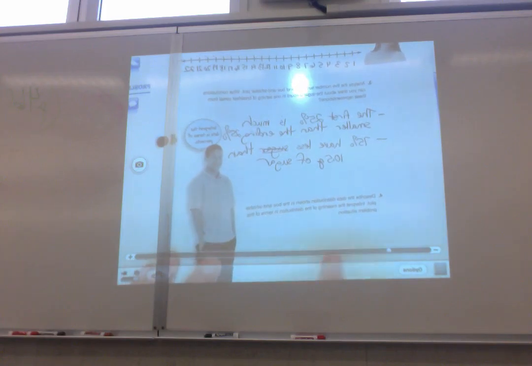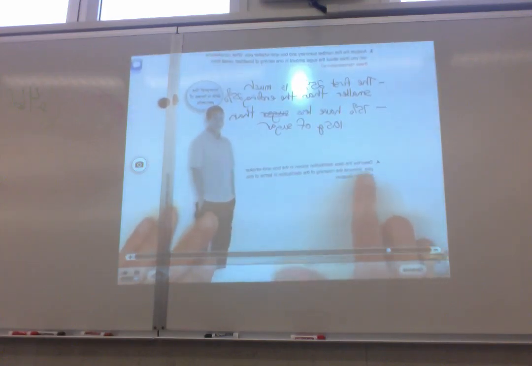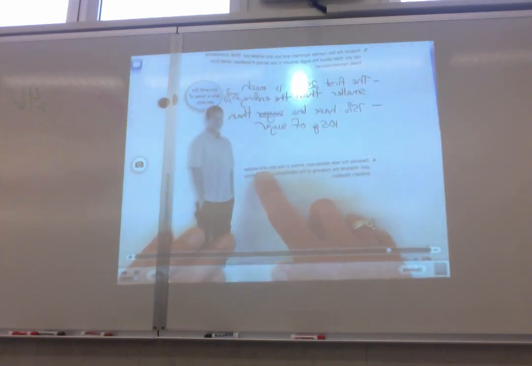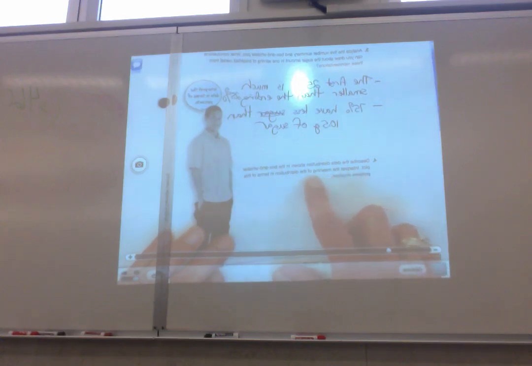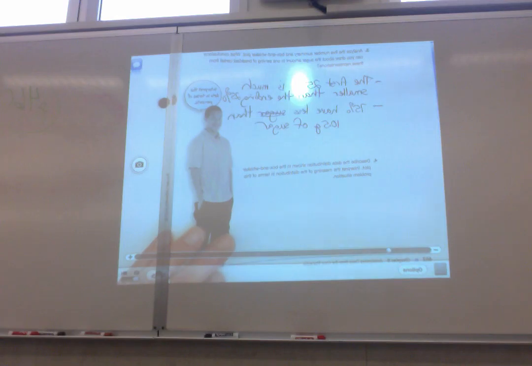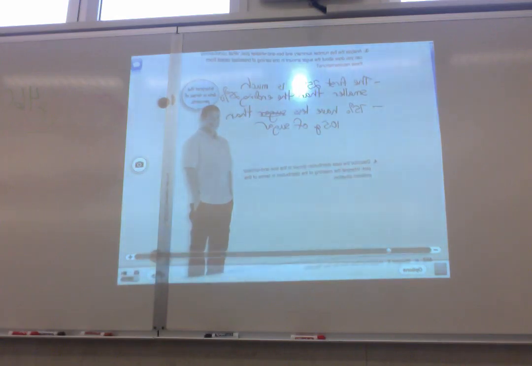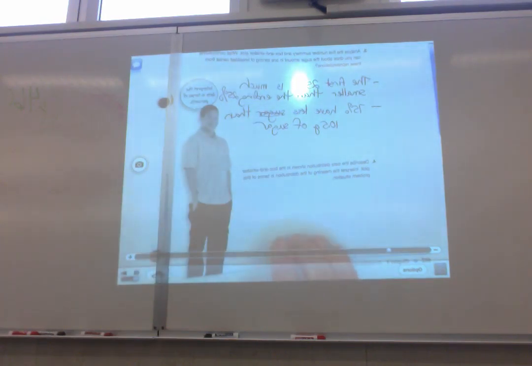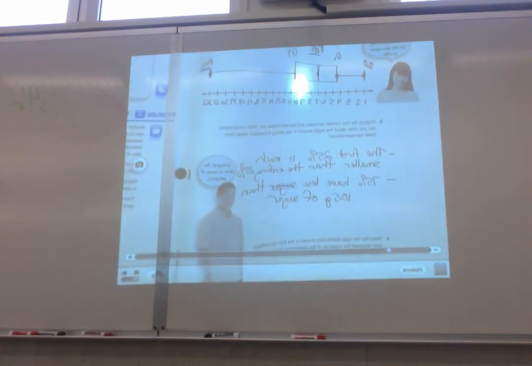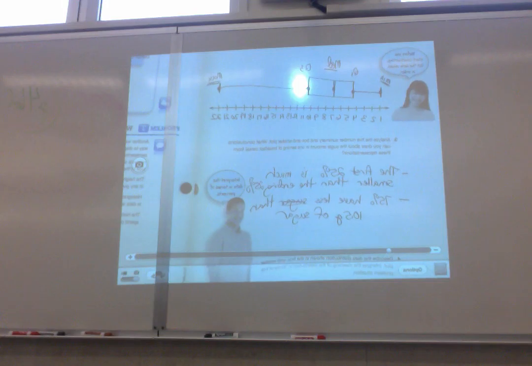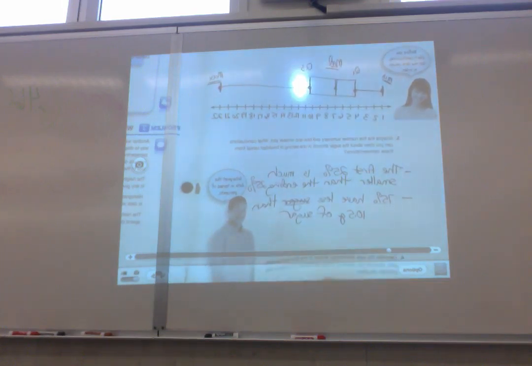Okay. 4. Describe the data distribution shown in the box and whisker plot. Interpret the meaning of the distribution. Now remember, distribution means, is it symmetric or is it skewed one way or another? What can we see in this box and whisker plot in terms of distribution? Is it symmetric? No. So first thing I'm going to say in number 4 is not symmetric.